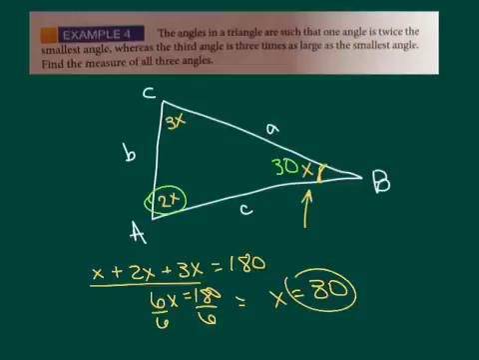then this one is double, and this one is triple. So 30, 60, 90 degrees. And that's it for how to do the geometry part of this lesson on triangles.